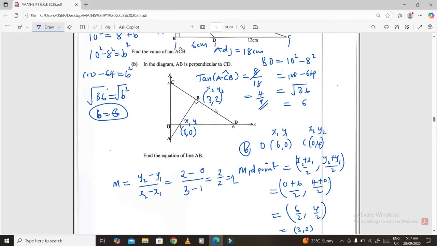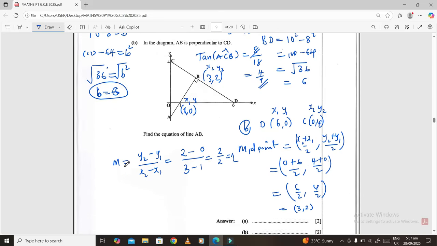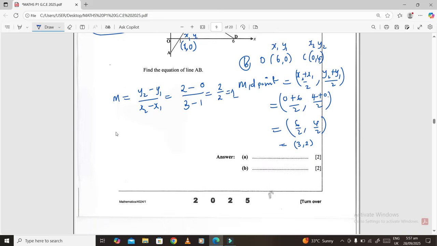Yeah, that's it. We're getting a 1, right? Yeah, we're getting a 1. So our m is a 1. We can now say y minus y1 is equal to m x minus x1. We find the equation of a straight line. So that's y minus 0 is equal to 1, which is the m.